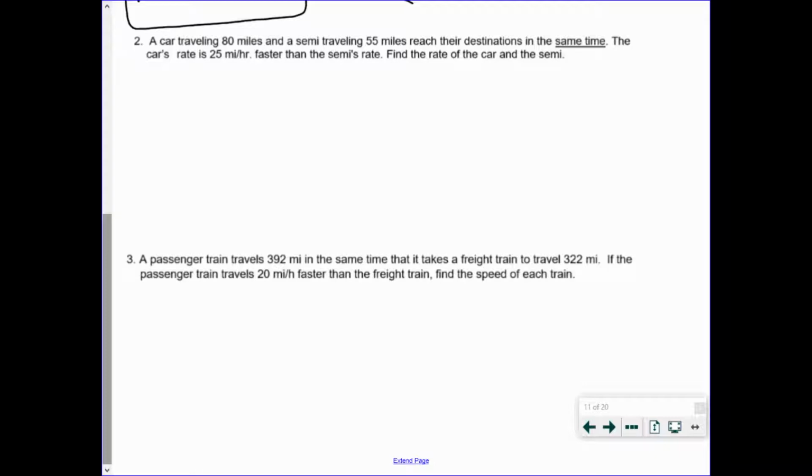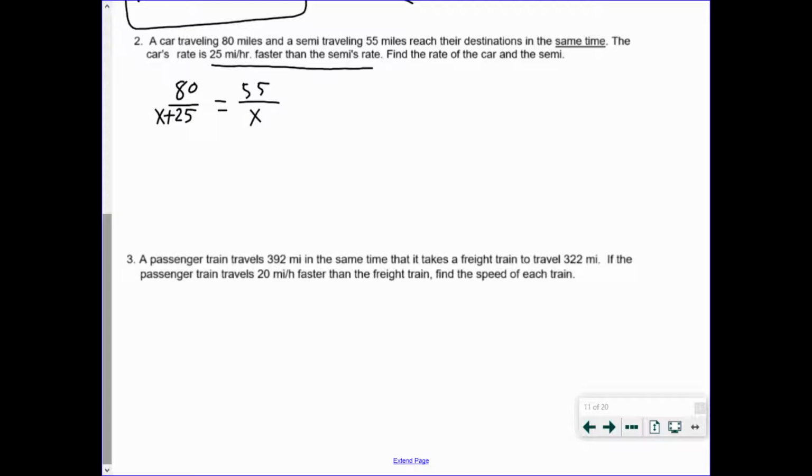We're told a car is traveling 80 miles and a semi is traveling 55 miles, and they're both going to reach their destination in the exact same time. So their times are the same. So if their times are the same, we can set their distance over rate equal to each other. And we're told the car's rate is 25 miles per hour faster than the semi's rate. So if the semi's rate or its speed is x, that means the car's rate or its speed is x plus 25.